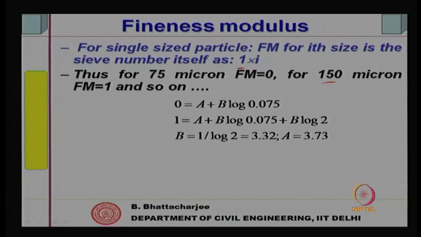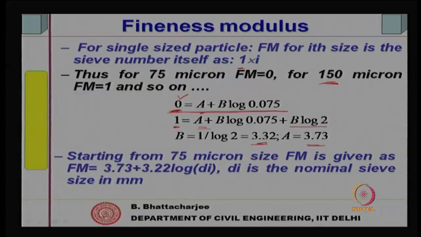And from this, I can write it in terms of A and B log 0.075. And as I said, the logarithm of the sieve size is in arithmetic progression. So, this increases simply by B log 2. Therefore, I can derive an expression for fineness modulus. For 75 micron size, the fineness modulus is 0. For 150 micron sieve, for all particles belonging to 150 micron, fineness modulus is 1. And from this, I can derive A and B. B comes out to be 3.32, and A comes out to be 3.73.